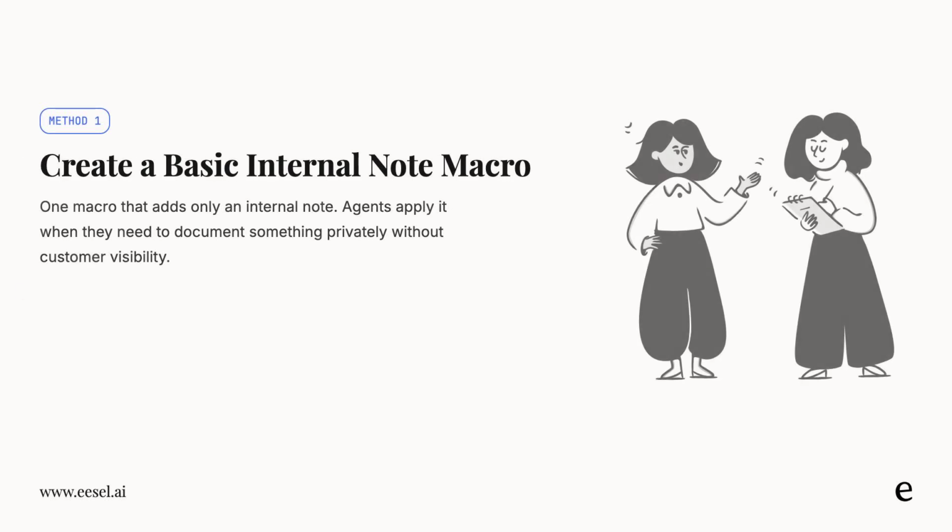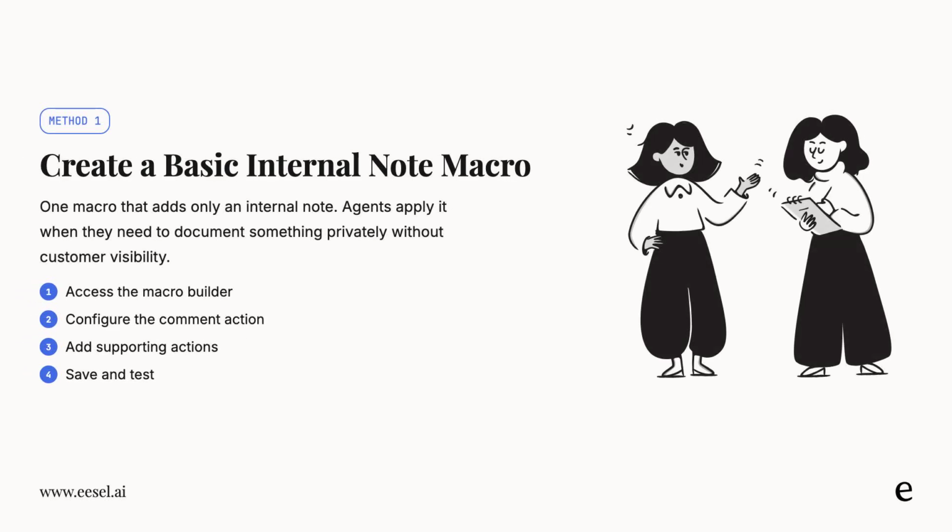The simplest approach is a macro that adds only an internal note. Agents apply it whenever they need to document something privately. 4 steps get you there. Access the builder, configure the comment action, add supporting actions, then save and test.